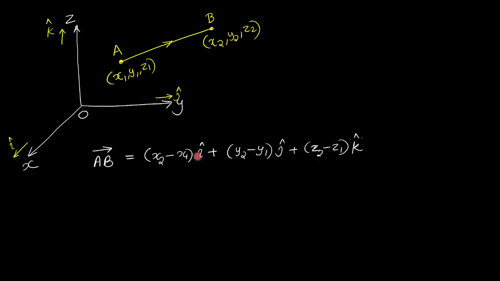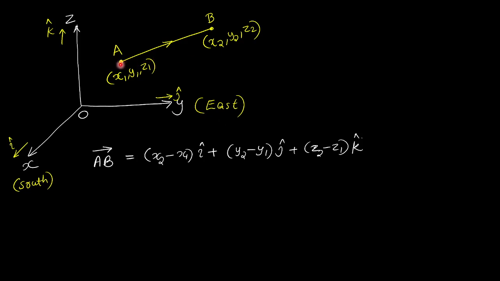What does the coefficient of i actually mean? The coefficient of i is x2 minus x1. It means that as the helicopter moves from A to B in the x direction, it covers this much distance. For example, suppose this x direction stands for south, and the y direction stands for east. Let me give some names.